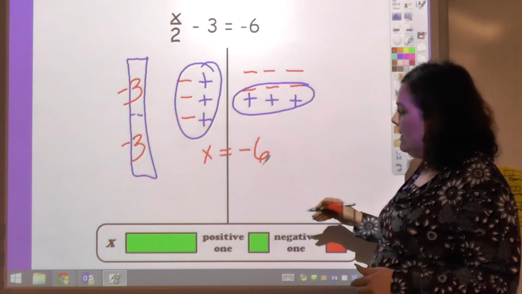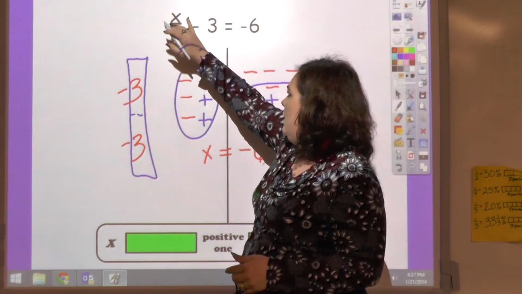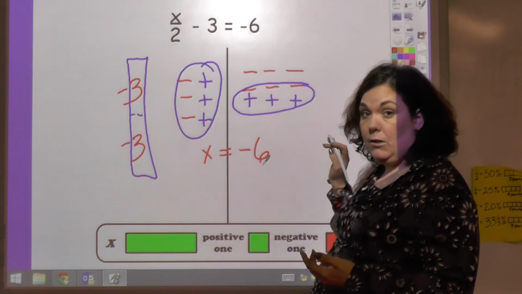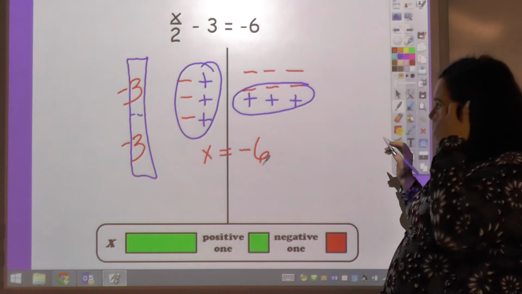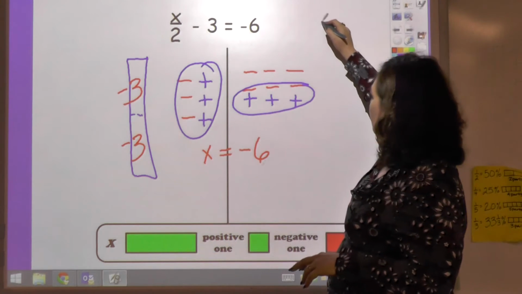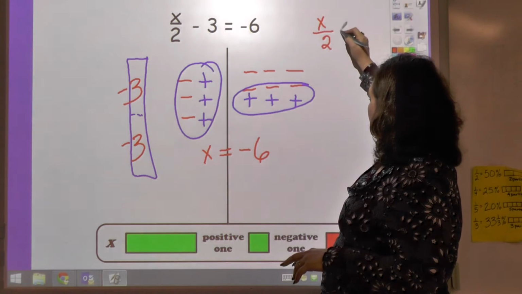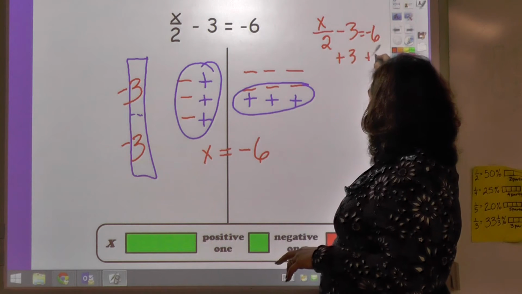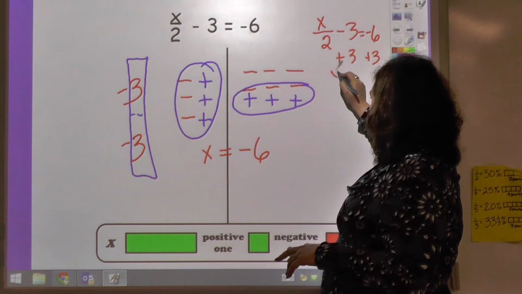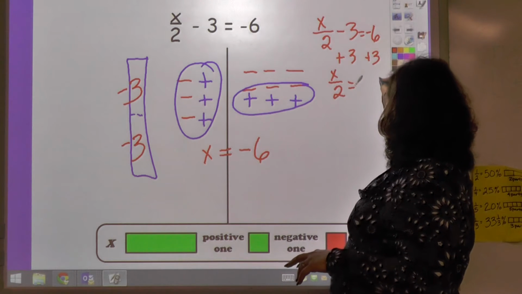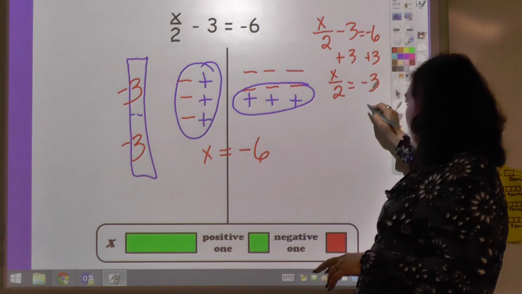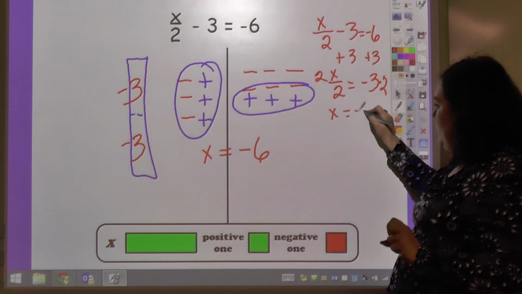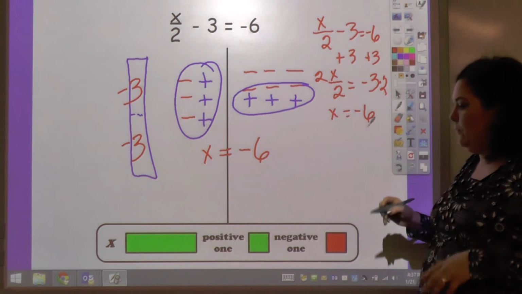Now let's put that back in and make sure it makes sense. So -6 divided by 2 is -3, minus 3 is -6. So it checks. And you can do it mathematically. x divided by 2 minus 3 equals -6. You're going to add 3 to this side, add 3 to this side. So x divided by 2 is -3. And then to multiply by 2 on both sides would be x equals -6. So it checks both ways.